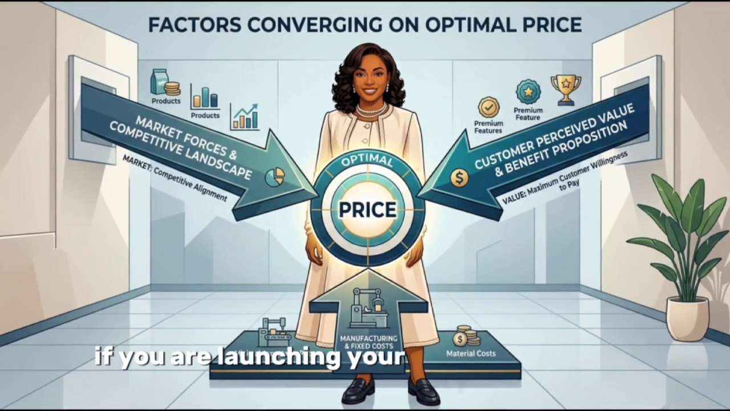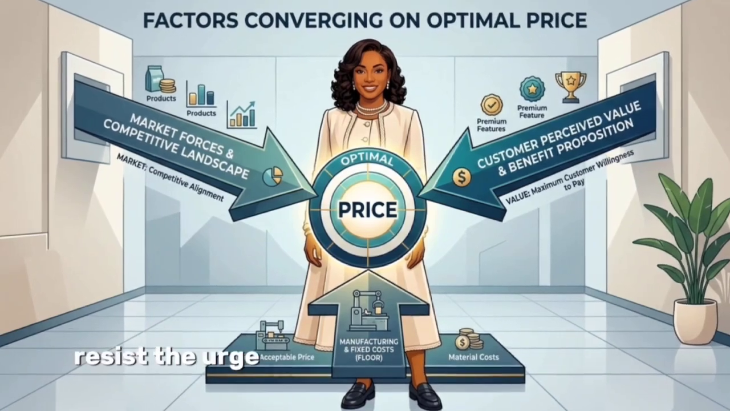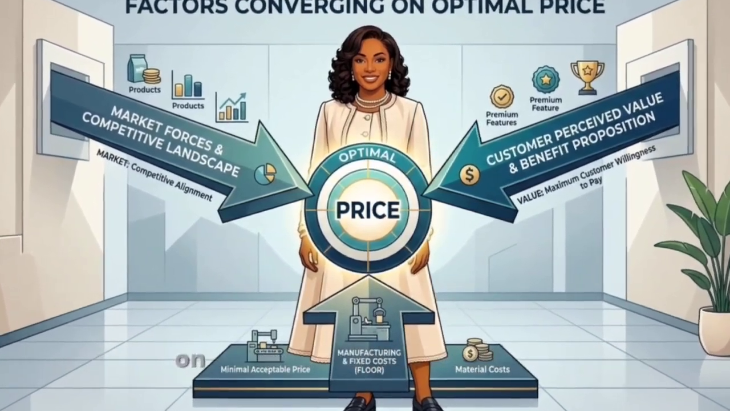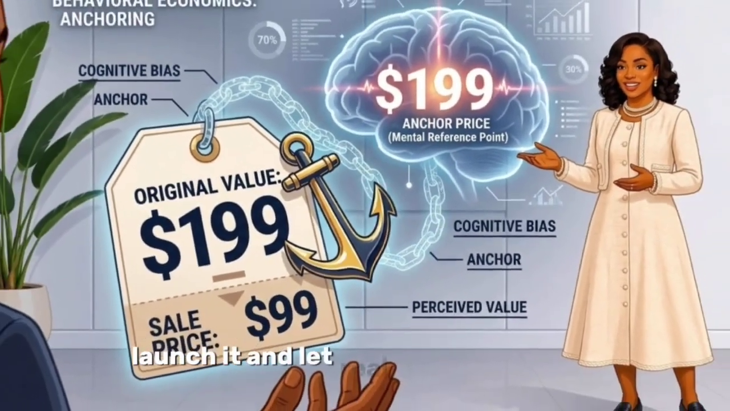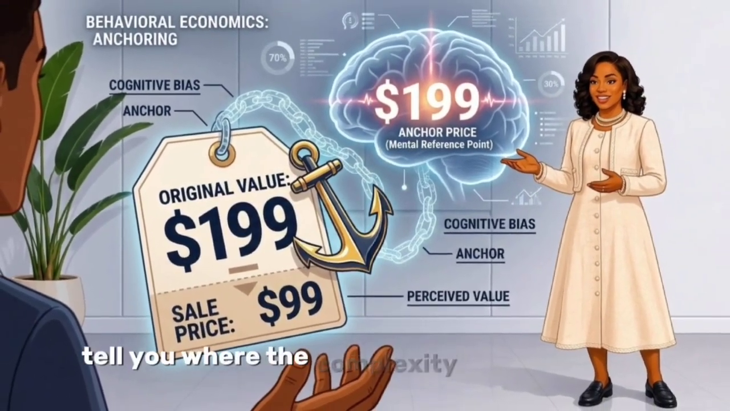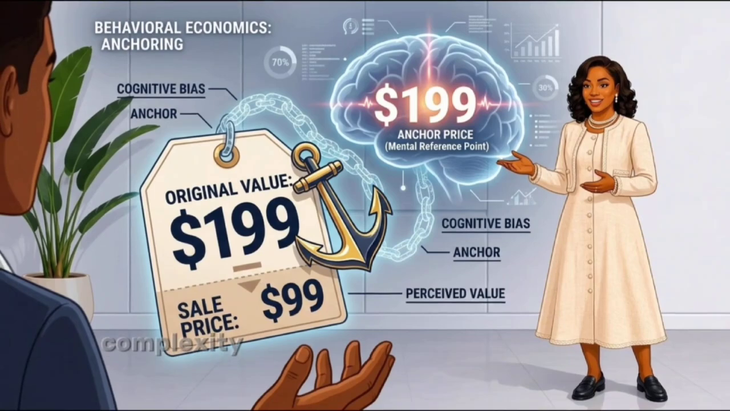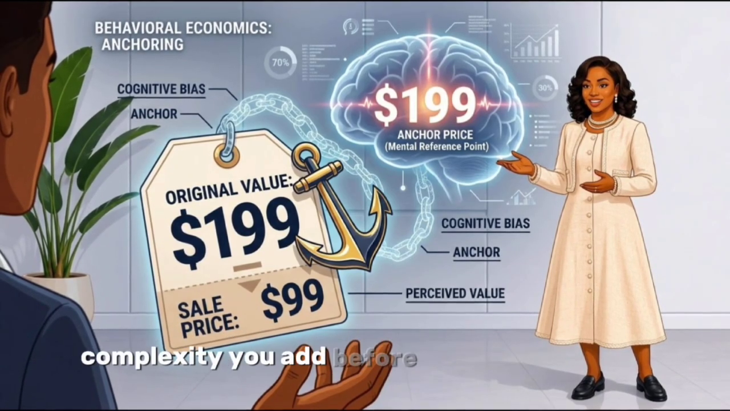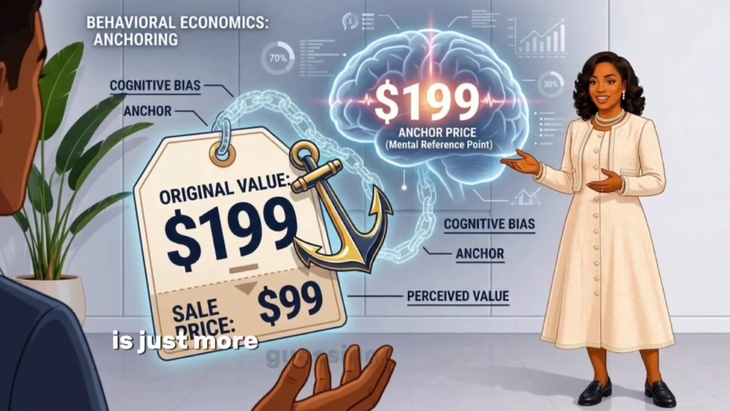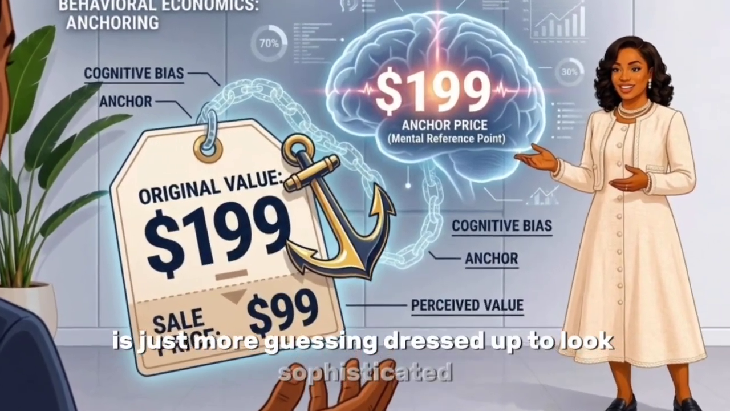If you are launching your very first product, resist the urge to build five tiered pricing tiers on day one. Pick one clean structure, launch it, and let real buyer behavior tell you where the complexity should go later. Complexity you add after you have data is smart. Complexity you add before you have any data is just more guessing, dressed up to look sophisticated.